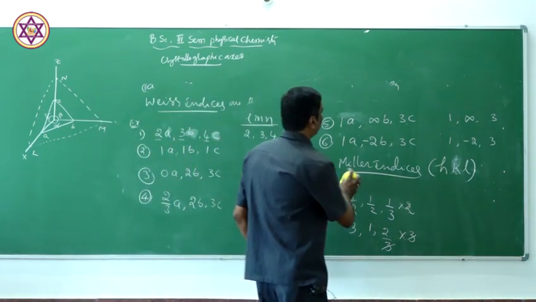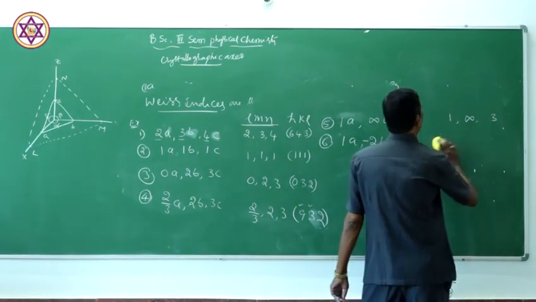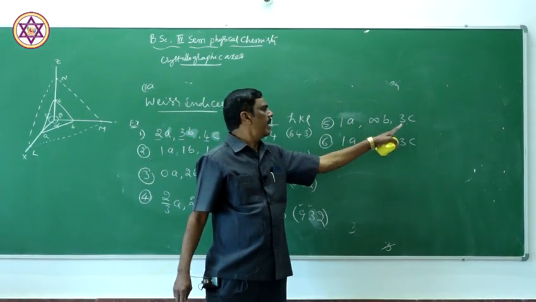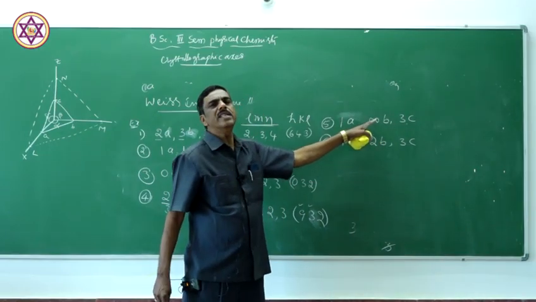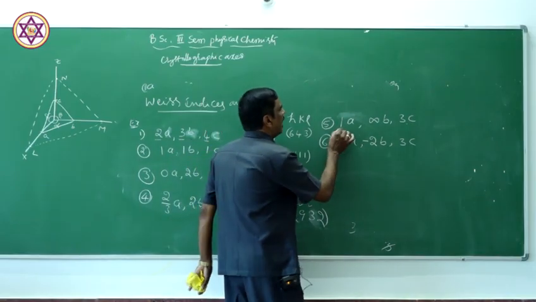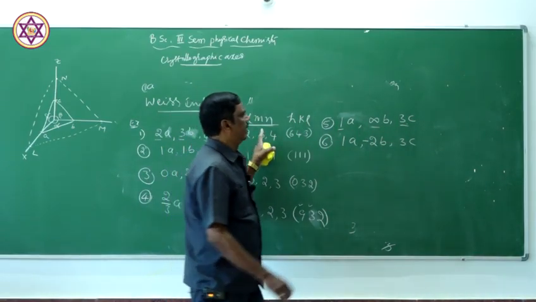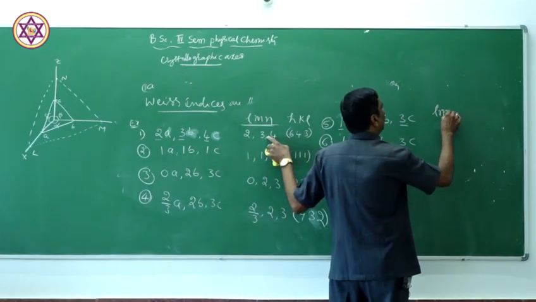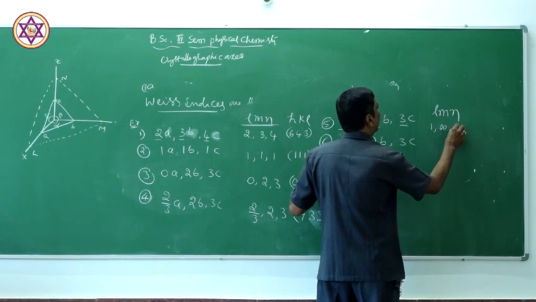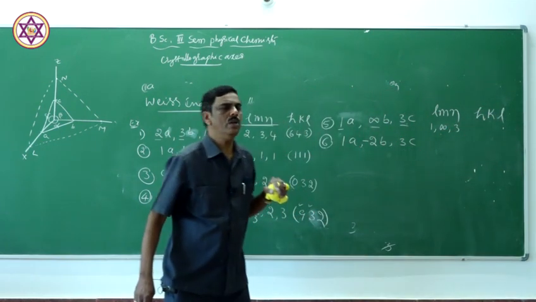Similarly, suppose the plane is 1a, infinity b and 3c. So, when infinity is there, how to write the Miller indices? The indices are 1, infinity and 3. So, l, m, n are 1, infinity and 3. How to convert this into h, k, l?